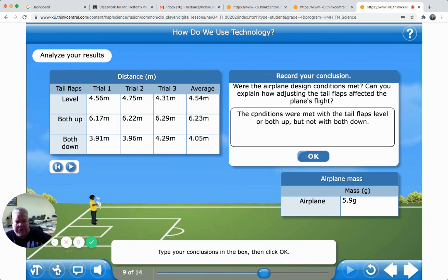Can you explain how adjusting the tail flaps affected the plane's flight? Okay. With both up, the plane flew, it went higher, didn't it? And it went farther.